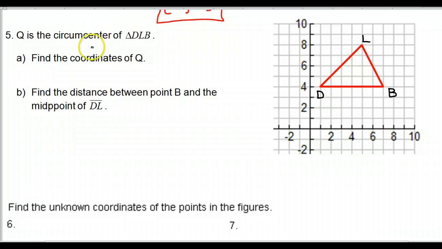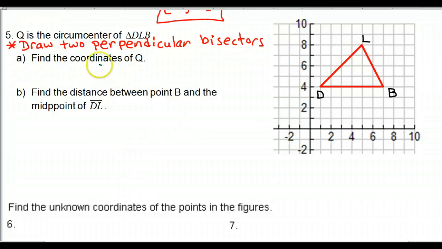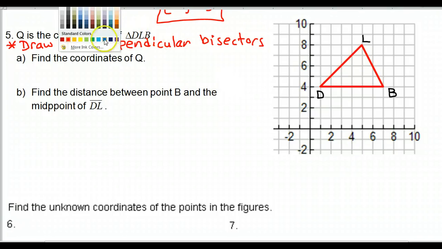Anyway, Q is the circumcenter. We're supposed to find the coordinates of Q. So, the way that you do it is by you draw 2 perpendicular bisectors. Wherever those perpendicular bisectors meet, where they intersect, that will be the circumcenter, and we can just record the coordinates. So, perpendicular bisectors, here we go.